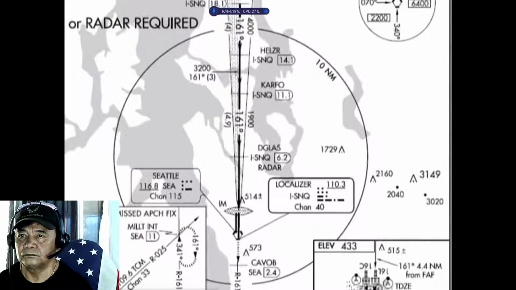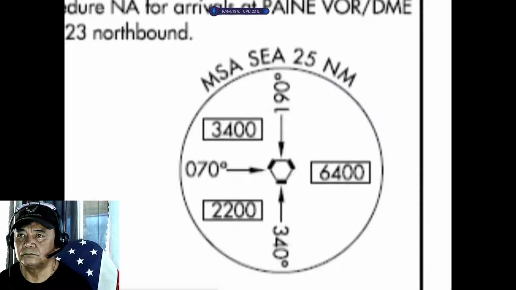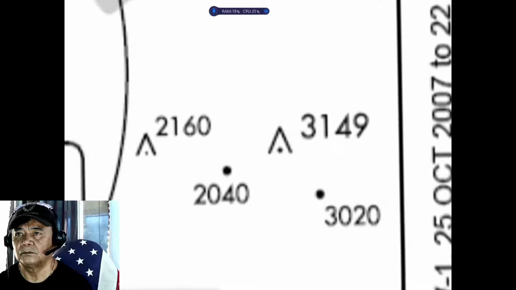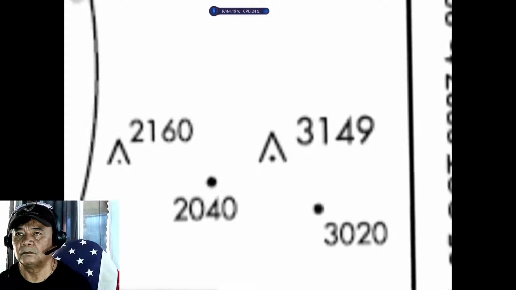So let's look at some of the symbols and see what they mean. Minimum sector altitude shows the safe altitude to fly around the approach reference NAVAID, in this case Seattle. The circle shows the radius that the safe altitude applies to, in this case 25 nautical miles surrounding Seattle. This symbol shows an obstacle at an elevation measured in MSL, mean sea level.